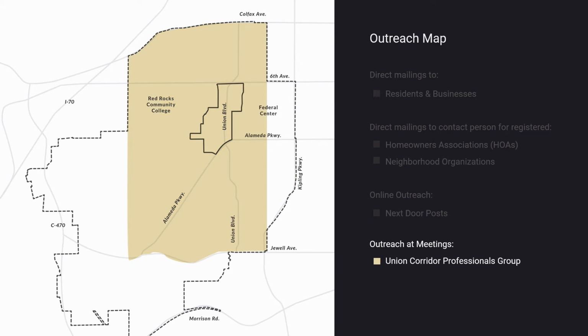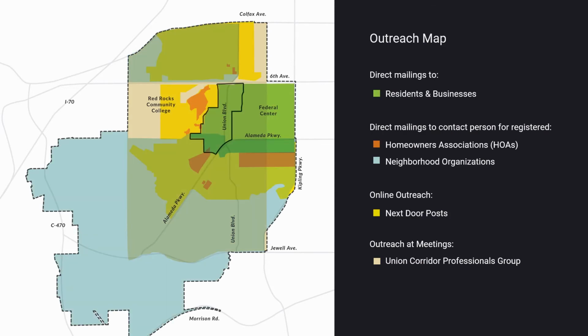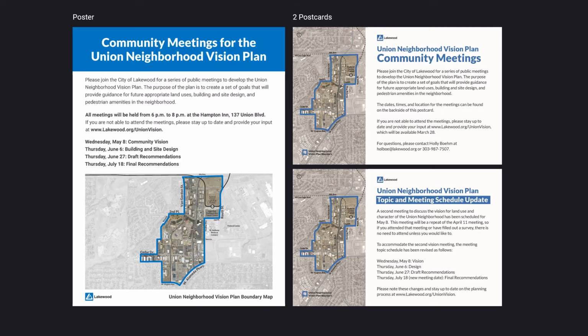Lakewood staff also regularly attended the Union Corridor Professionals Group and announced upcoming meeting dates at the meetings. The Union Corridor Professionals Group also included the Union Vision meeting information in its e-newsletter. Here is the resulting outreach map. The 2 postcards that were mailed are shown here, along with the poster that was shared with businesses and organizations to post in common areas.